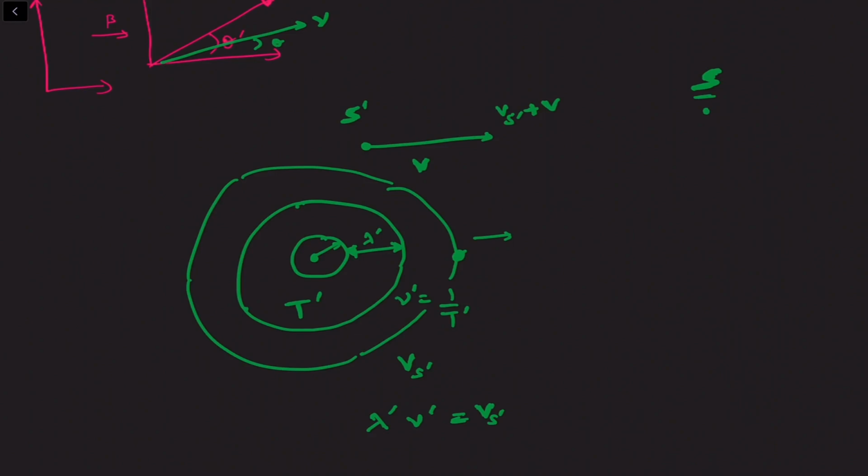The second thing is that if I look at the spacing between these wavefronts, so let's imagine that we have a wavefront which is emitted at t equal to 0, and this wavefront in a time period t prime would travel a distance vs prime plus v times t prime. This would be the distance traveled by that wavefront in a time t prime. After the time t prime, this source S prime itself would have moved to the right by a distance of v times t prime.